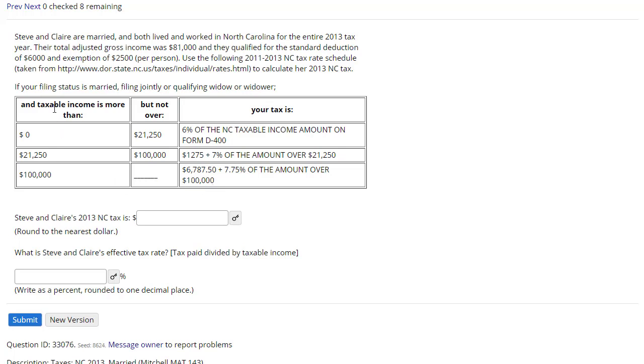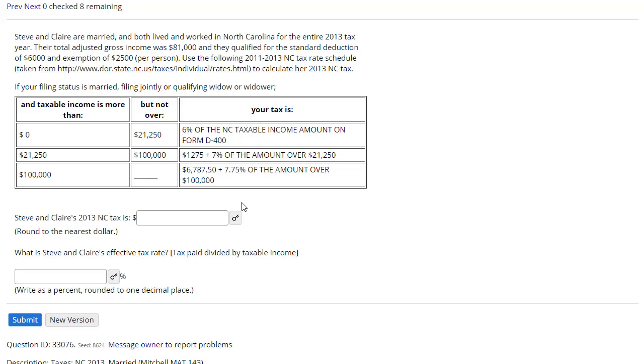And then in the next tier, taxable income is more than 100,000 but not over, well, that's the highest tier. Then we're told it's going to be $6,787.50 plus 7.75% of the amount over 100,000. So this number here, this 6,787, is this 1275 from this tier and then the 7% from this tier. So it's done a lot of that tedious work for us. The only thing we need to do is find the taxable income.